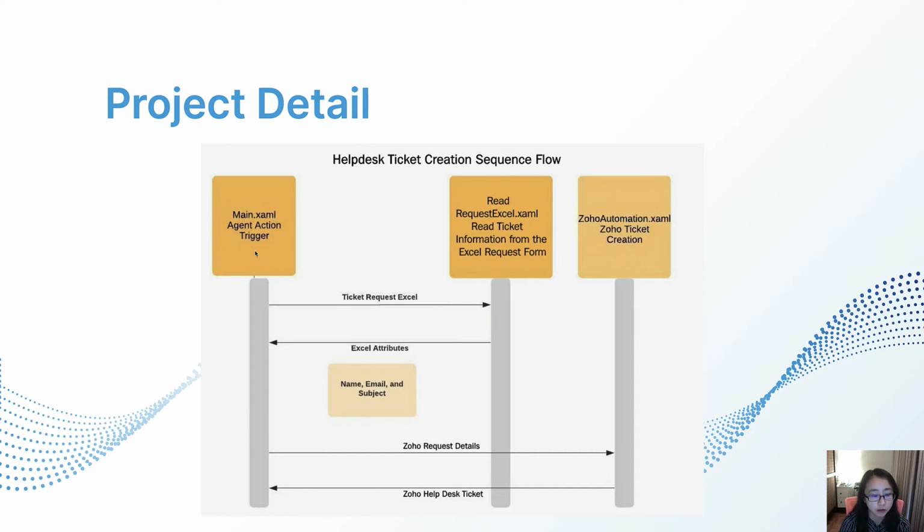So when the main workflow is triggered, it will send the path of the request file to the second workflow, which will then use that path and read data from that file. And the second workflow will send the data of name, email and subject to the main workflow. And the main workflow will further trigger the third workflow, which will use that data via arguments to create the request ticket on Zoho. And after the ticket is created, the third workflow will send a Boolean variable of whether or not the creation of the ticket is successful. And then the main workflow will stop there.